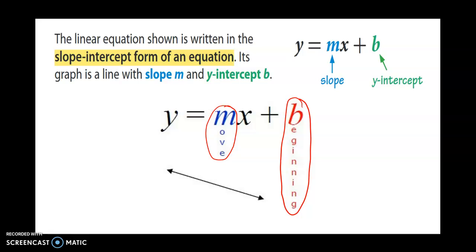Our slope is always in fraction form. The top number tells you to go up or down. Up is positive, down is negative. The bottom number always tells you to go left or right. Left is for positive, right is for negative.